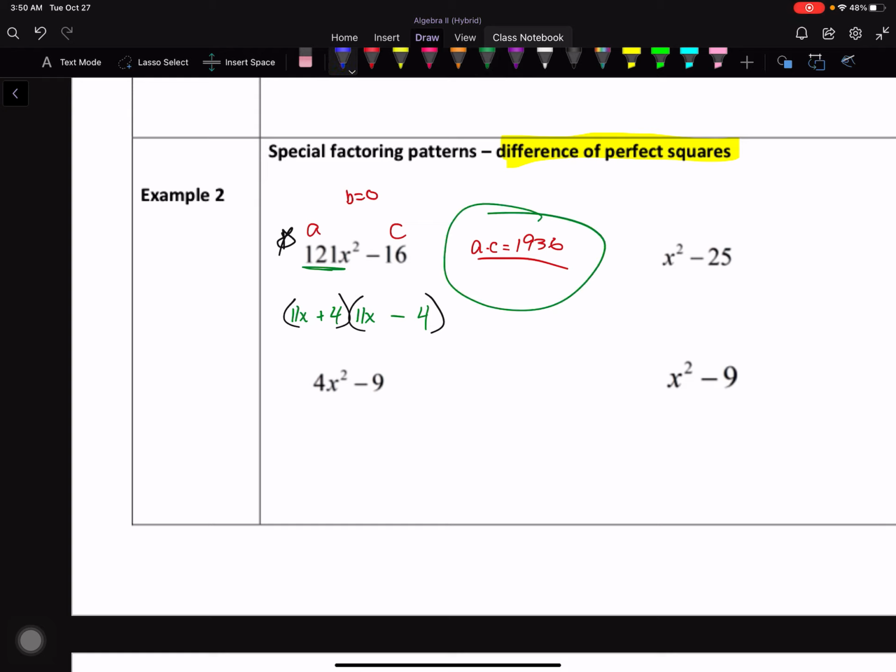Okay, next example, x squared is a perfect square. 25 is a perfect square, so I'm going to jump right to the shortcut. So the square root of x squared is x times x. The square root of 25 is 5 and 5. One's positive, the other's negative. So there's 2 more examples there if you want to try. But yeah, that's basically it.